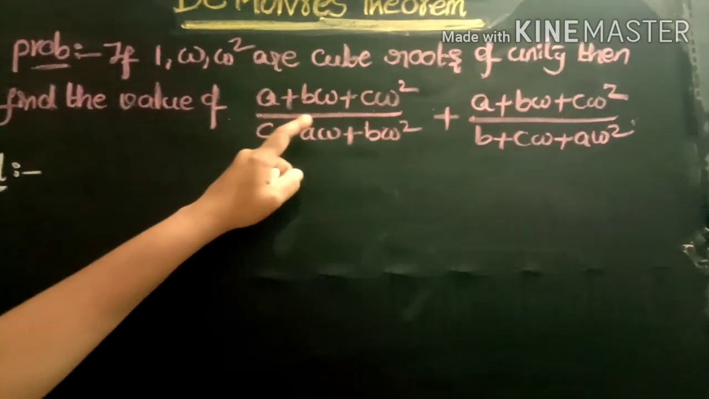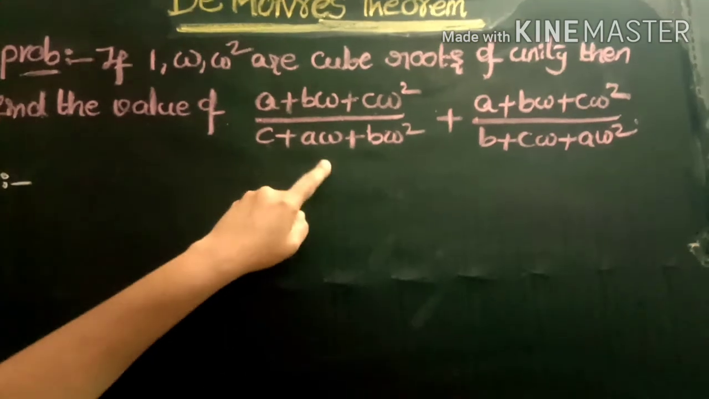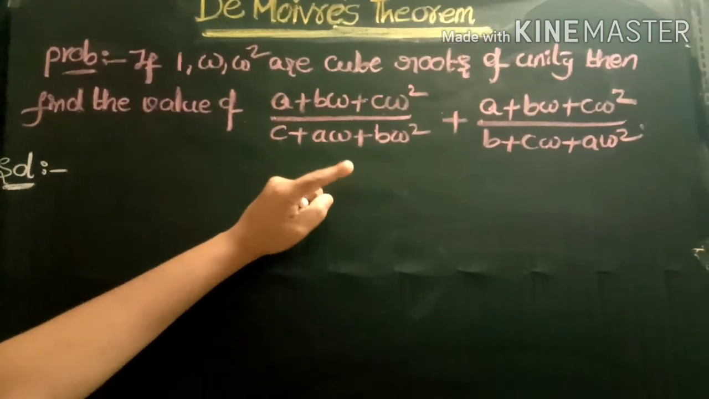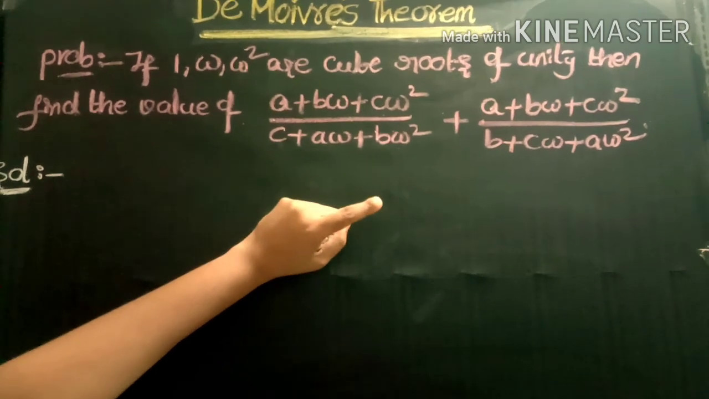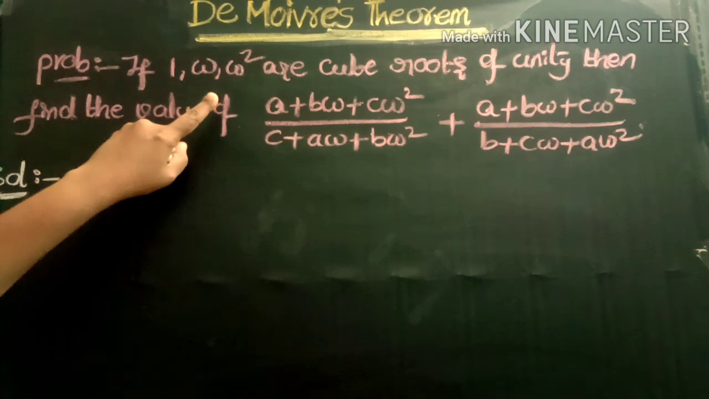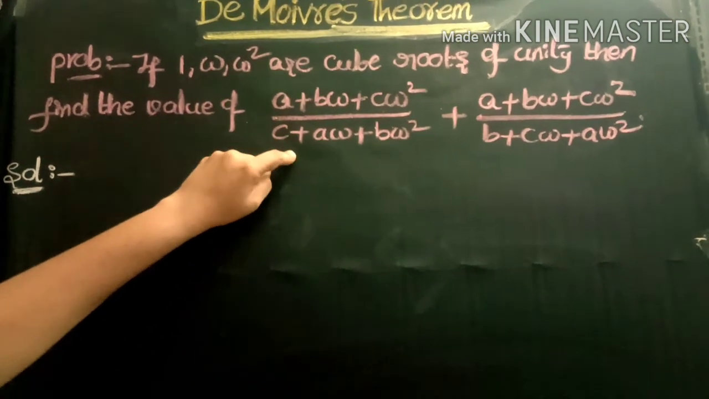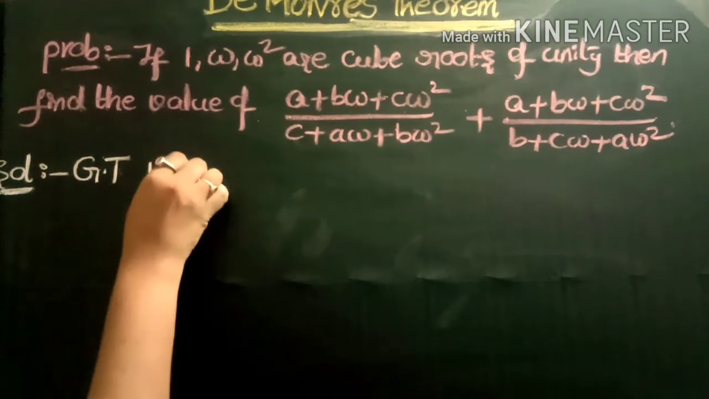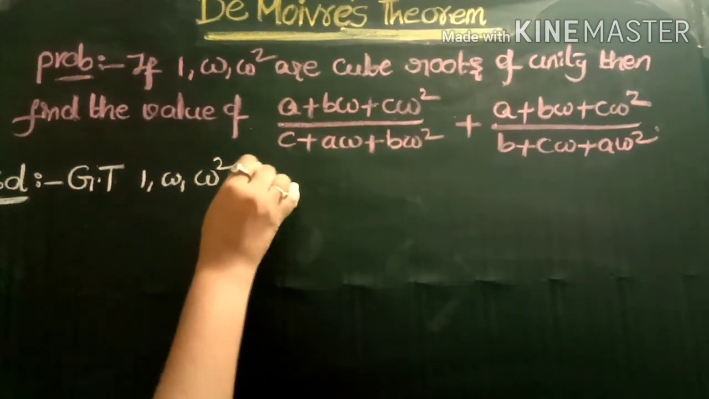If 1, omega, omega square are the cube roots of unity, then find the value of a plus b omega plus c omega square by c plus a omega plus b omega square, plus a plus b omega plus c omega square by b plus c omega plus a omega square. So here also given that 1, omega, omega square are the cube roots of unity, we have to find the value of this expression.